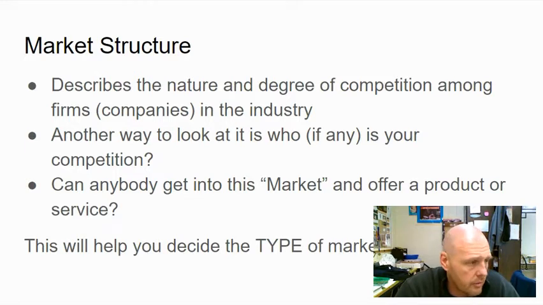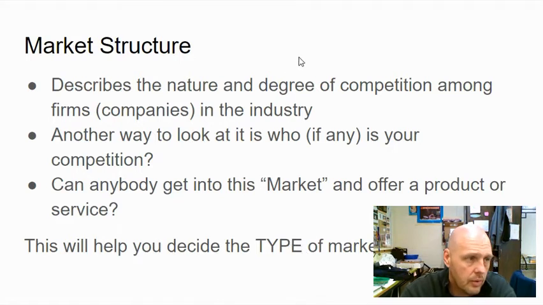And there's going to be 4 of them total, right? There's going to be 1 on either end of the spectrum, and then there's going to be 2 in the middle that we actually see in the U.S. capitalist economy. Another way to look at it is who, if any, is your competition from the company standpoint. Okay. Can anybody get into this market and offer a product or a service? And this type will help you decide what type of market you are in.